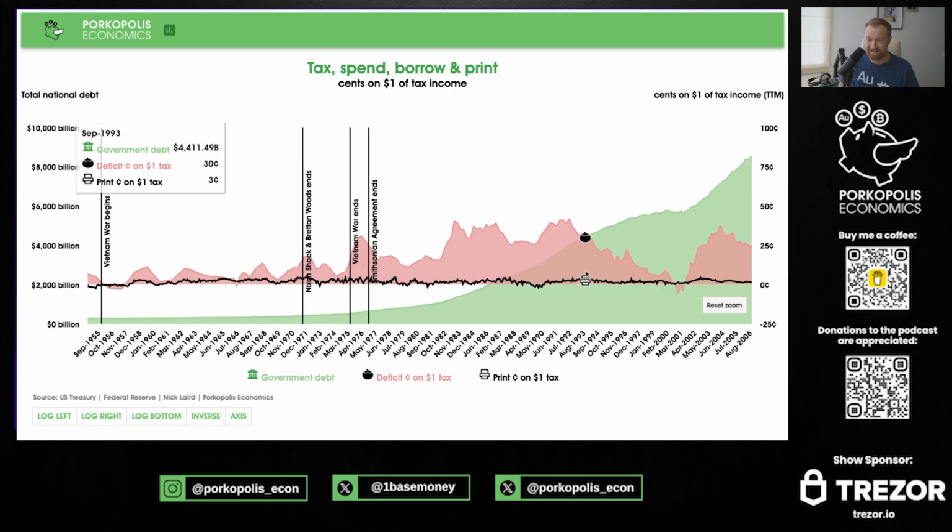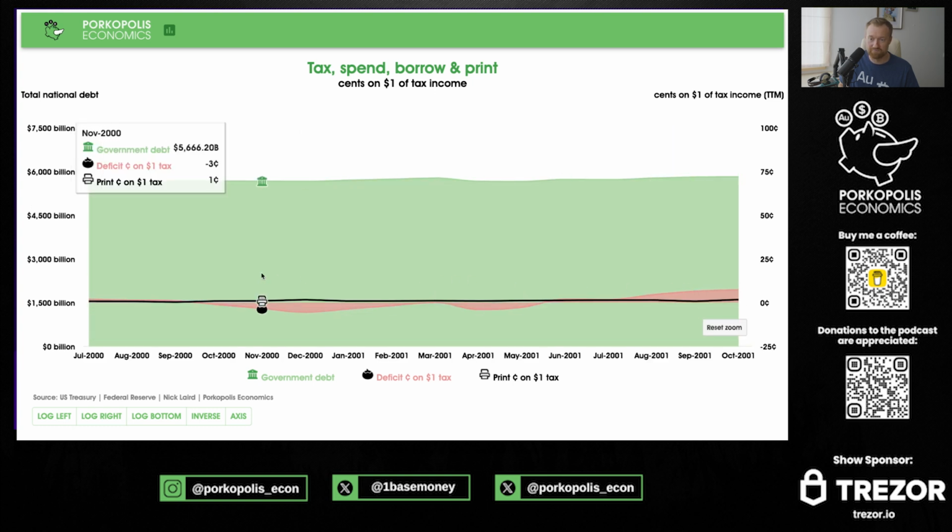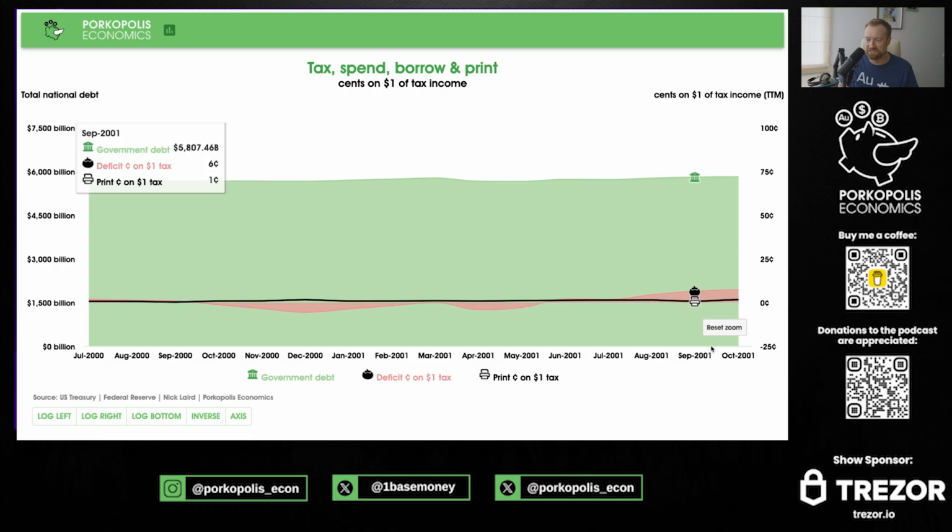The money print is not that much. And then you have this little balanced budget of Clinton, still money printed a little bit positive, but the deficit was negative 6 cents. Again, that means you took in $1's worth of taxes, you only spent 94 cents. You had a surplus. The deficit being negative means it's a surplus. So this very brief period, at the end of the Clinton years, we were running a budget surplus. But that's all that it means.